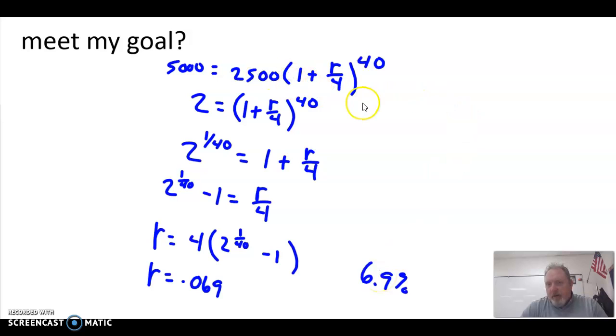So if you are investing with quarterly interest and you want $2,500 to double to $5,000 in 10 years, you need roughly a 7% interest rate.